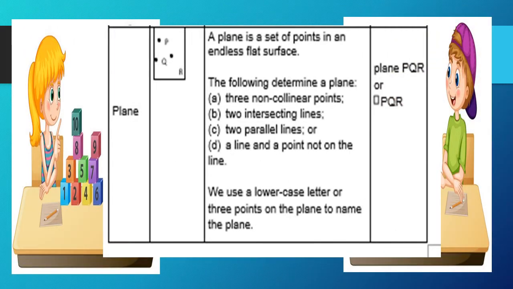Third, we have a plane. How can we describe a plane? A plane is a set of points in an endless flat surface. How can we determine a plane? First, three non-collinear points. When we say non-collinear, these points are not in the same line. Second, two intersecting lines. Third, two parallel lines. Or, the fourth one, a line and a point not on the line. We use a lowercase letter or three points on the plane to name the plane.